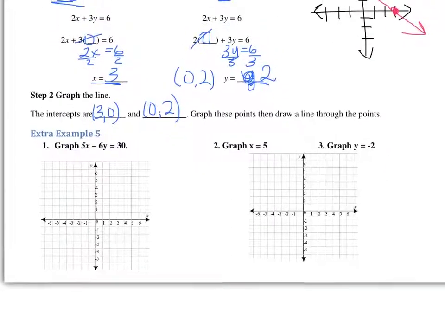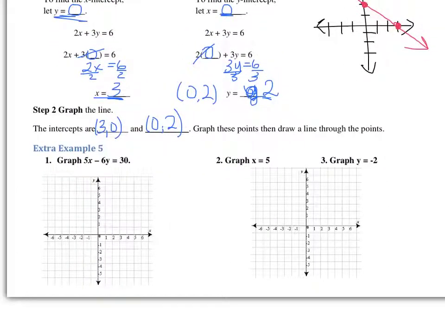Alright, let's look at this extra example 5. What I suggest you do is pause the video and try to find your x-intercept and your y-intercept. Remember, this is how I like to set it up. For my x-intercept, y equals 0, and for my y-intercept, x equals 0. So pause it and try to complete this on your own.